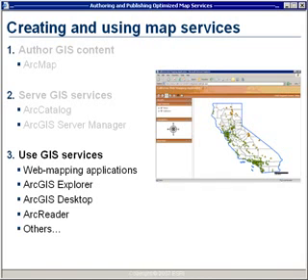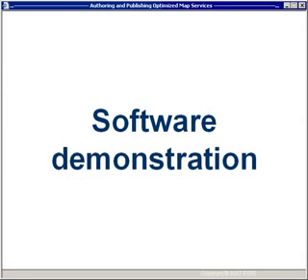Finally, we want to use or view that newly created map service. We can do this through many different client applications, including a web application, ArcGIS Explorer, ArcGIS Desktop, ArcReader, and many, many more. Let's take a look at each of the three steps in a demonstration.